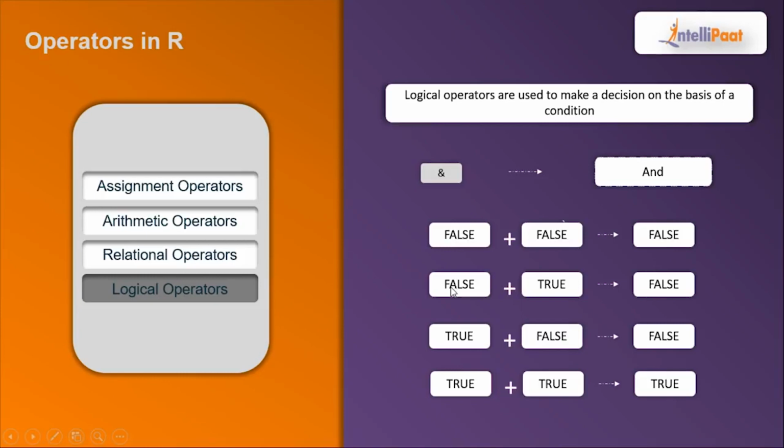Let's take the second case. So over here, the first condition is evaluated to false. The second condition is evaluated to true. But since both of the conditions are not evaluated to true, the final result is false.